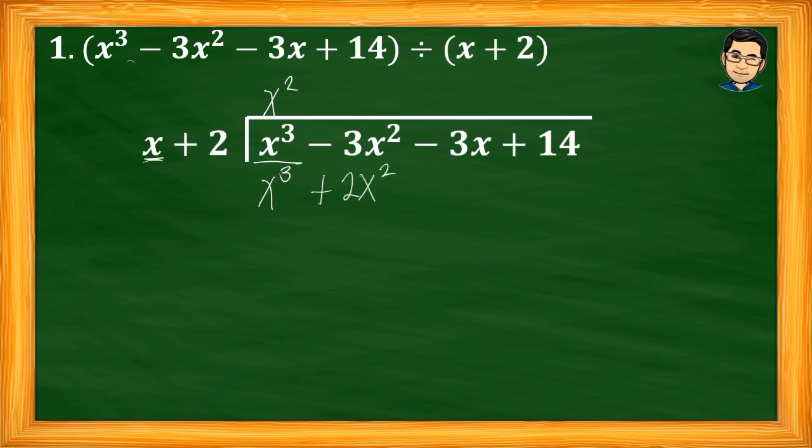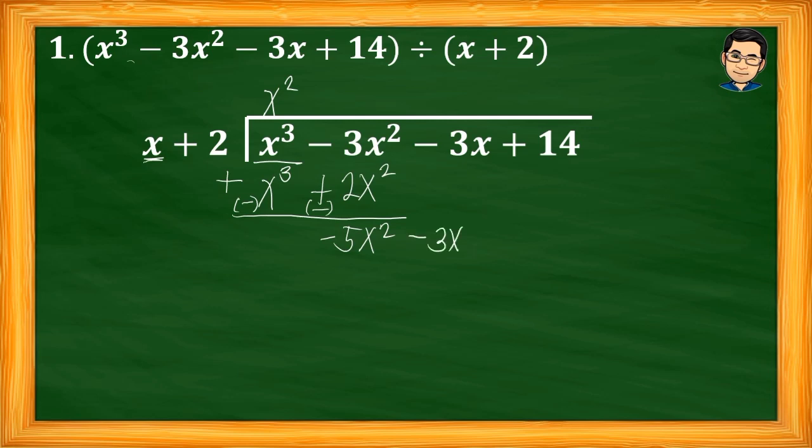Ayan. And then we subtract. So subtraction, we will change the sign of the subtrahend. So itong x cubed magiging negative. Itong 2x squared magiging negative din. And then yung minus magiging plus. So x cubed plus negative x cubed, so makakancel na. Next, negative 3x squared plus negative 2x squared, that is negative 5x squared. And then we bring down negative 3x.